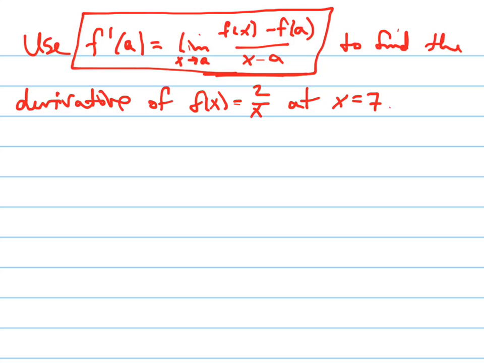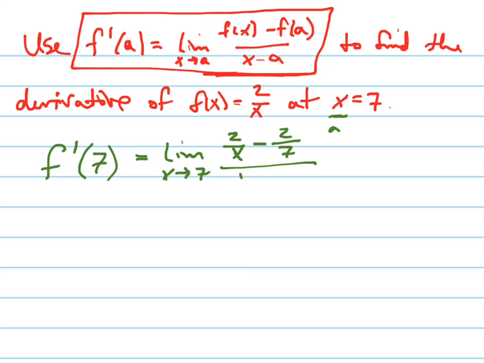Basically, this is just algebraic manipulation, so let's just start writing these things out. So I'm going to say that f prime of 7, or the derivative at 7, equals the limit as x goes to 7 of f of x is 2 over x minus f of a is 2 over 7, because that's your a value, all divided by x minus 7. I'm just plugging in and now I'm simplifying. Let's simplify this thing over here, and then I'll plug it back in.